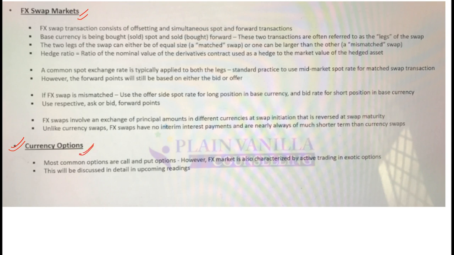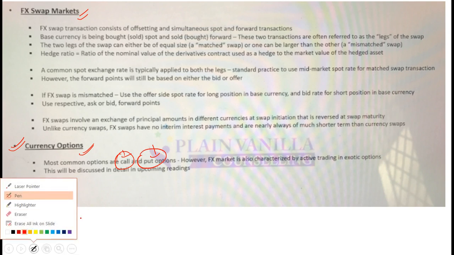So what are options? An option is an option to buy or sell a specific currency. There can be call options or put options, which are the most common options. Apart from that, there can be more complex options known as exotic options, that will again come in later. So for now, just know there can be call, there can be put, or a combination of these, and a combination of these can be used to make other options that are known as exotic options.